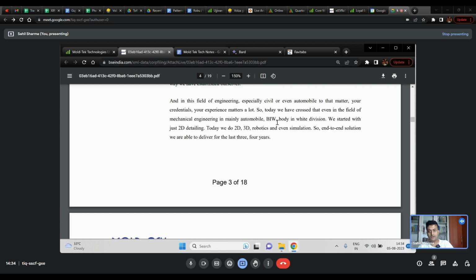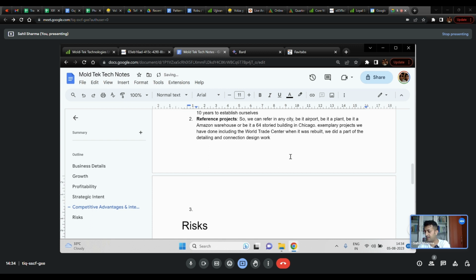And they've talked about the fact that they had just started with 2D, but now they do 2D, 3D detailing, robotics, simulation. Remember that today in automotive, a lot of robots are used for building the cars. So they would probably design the robot also, right? Is what they're talking about. And then, the end-to-end solution is what they're able to deliver for 3 to 4 years. All of this comes in capabilities under competitive advantages.